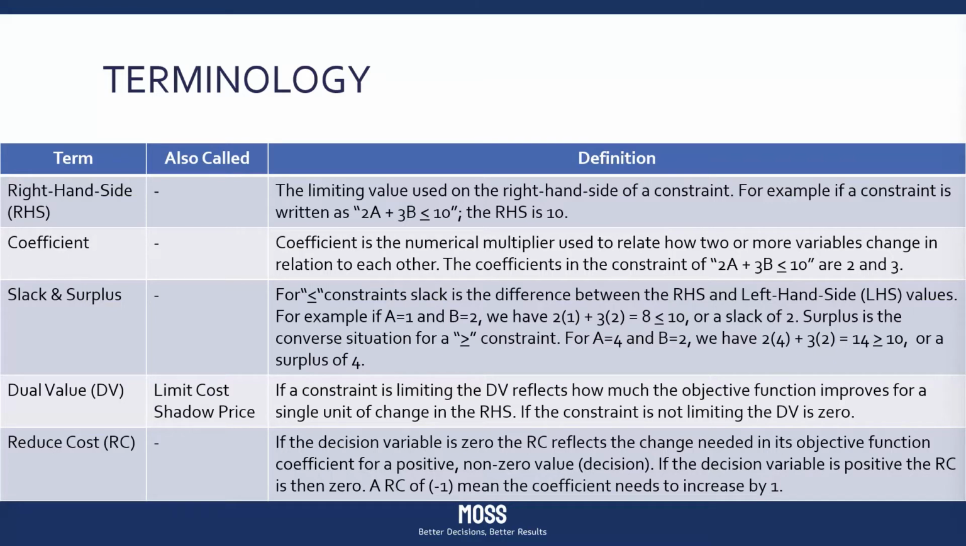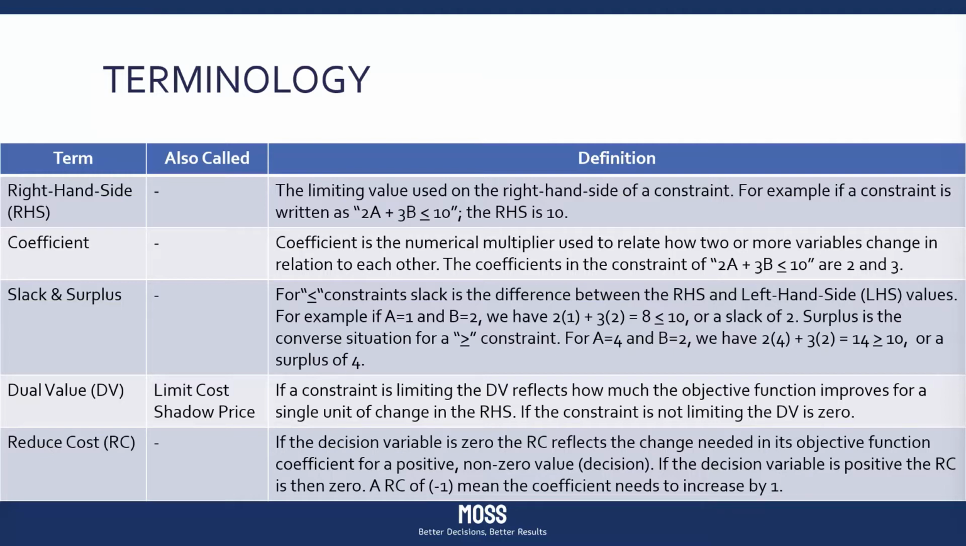So if you have a problem where a constraint is limiting, the dual value reflects how much the objective function improves for a single unit of change in the right-hand side. If the constraint is not limiting, then the dual value is 0. So another way to say this is if you have a constraint where you have slack or you have surplus, then the dual value for that constraint is 0 because it's not limiting your problem.